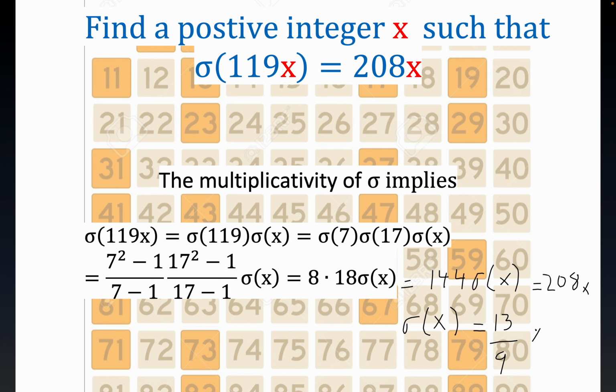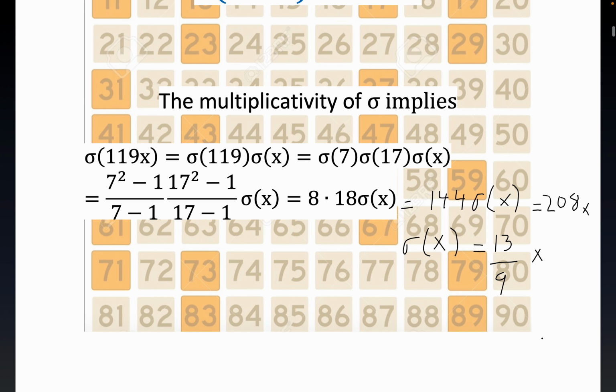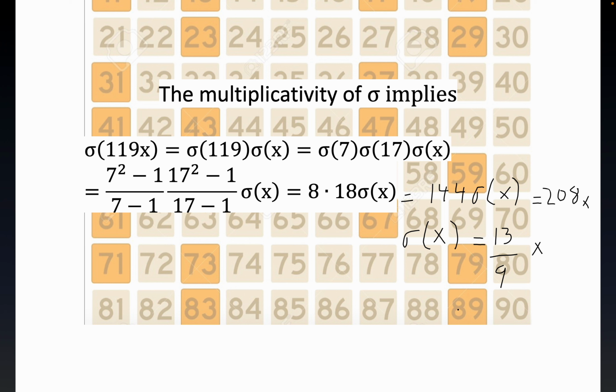Okay, that implies that x would have to be some multiple of 9. So we can write down x is equal to 9n, where n is equal to 1, 2, 3, 4. n is just a natural number. So x is equal to 9n, and sigma x sums up a bunch of integers, namely the divisors, so it's going to be an integer. For 13 over 9x, the product to be an integer, x has to be equal to 9n.